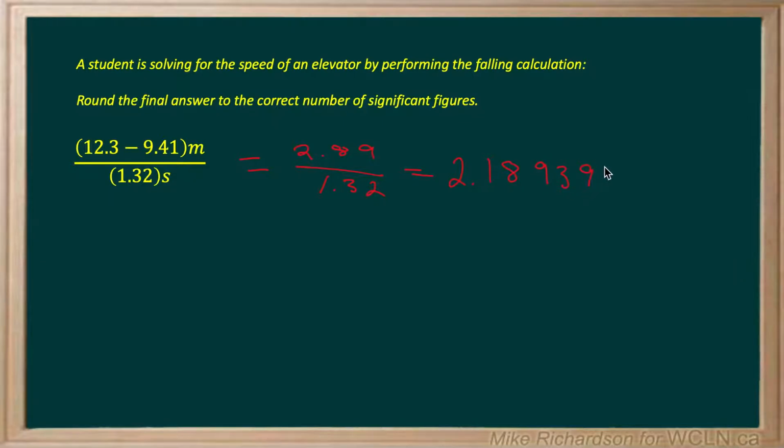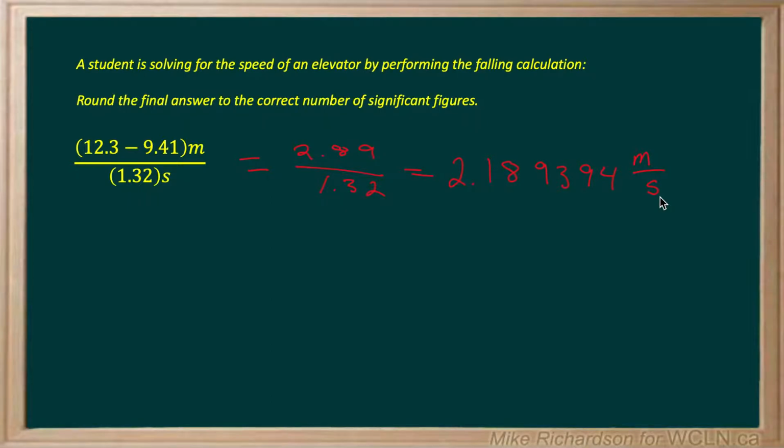2.18939, and I'm going to round it off here because I know there's no way I'm going to have any more sig figs than that. So there's my unrounded number, and I still need units, meters on the top, seconds on the bottom. Now we have to decide where we're going to stop that number. Where's the appropriate number of significant figures in my answer?